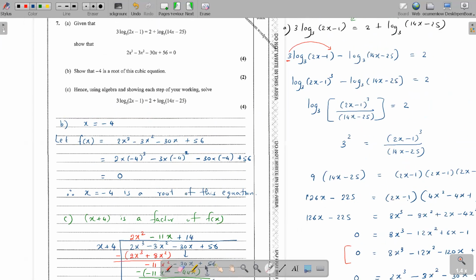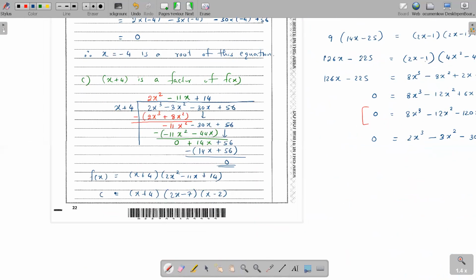So you make this equation equal to 0 and you can find your x values. So x plus 4 equals 0, or 2x minus 7 equals 0, or x minus 2 equals 0. You get x equals negative 4, or x equals 7 over 2, or x equals 2. Okay, so we get these three answers.